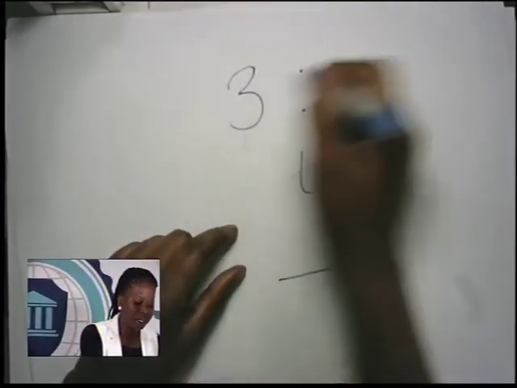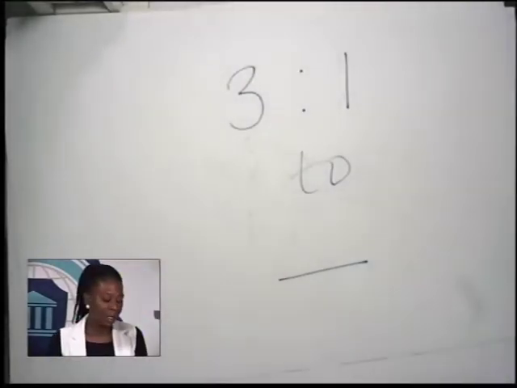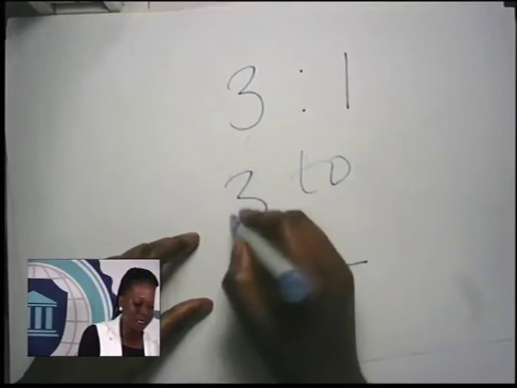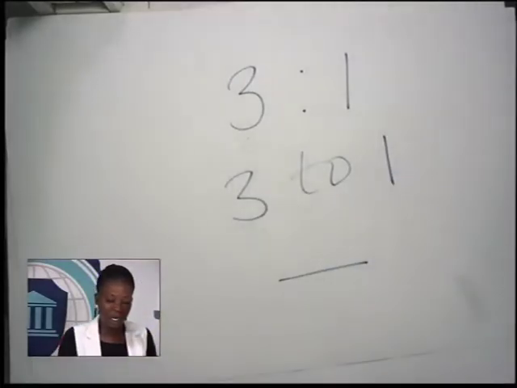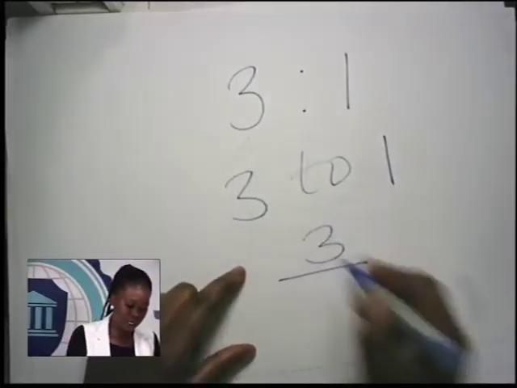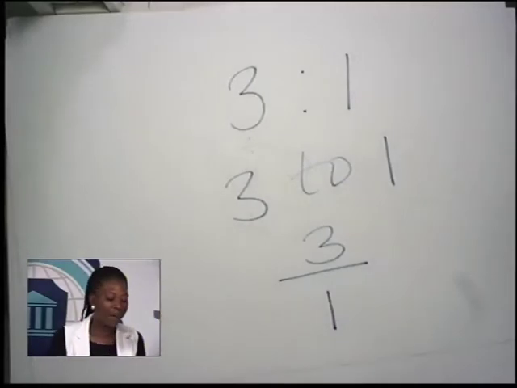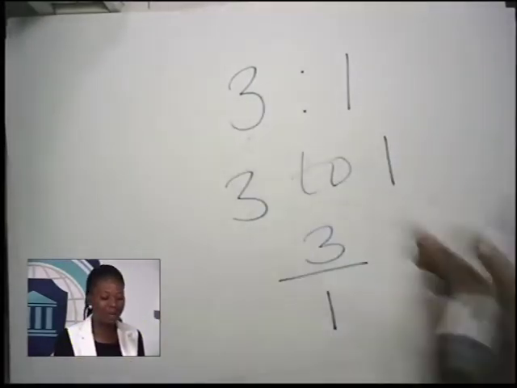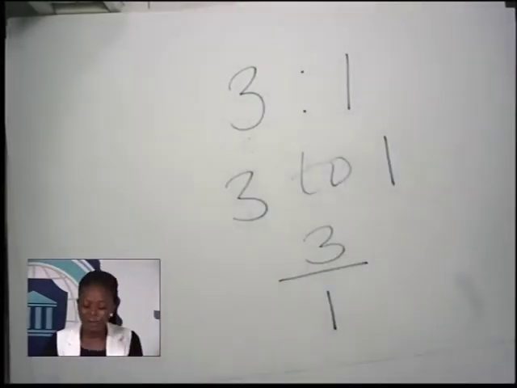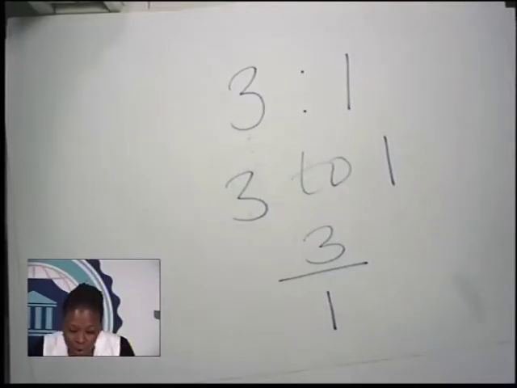Now, if you say 3 to 1, this is the same thing as 3:1, and is the same thing as 3 over 1. We are comparing 3 to 1 in all the scenarios. These are the 3 different ways to show ratios. Let's look at an example.